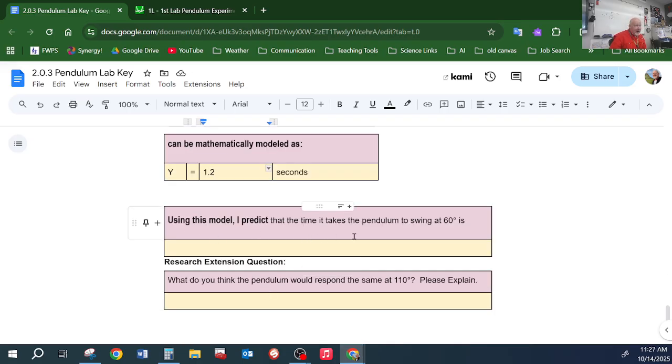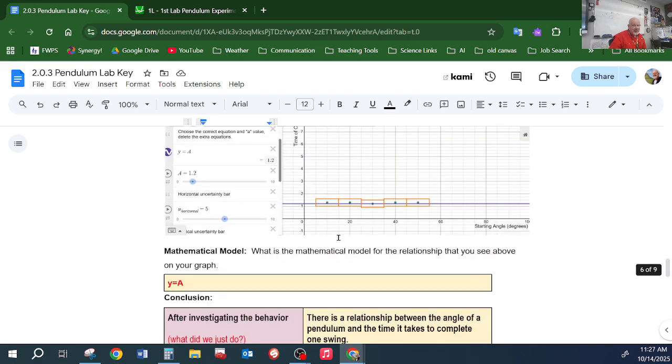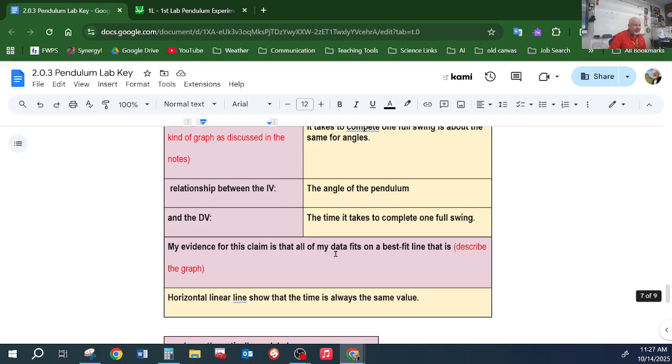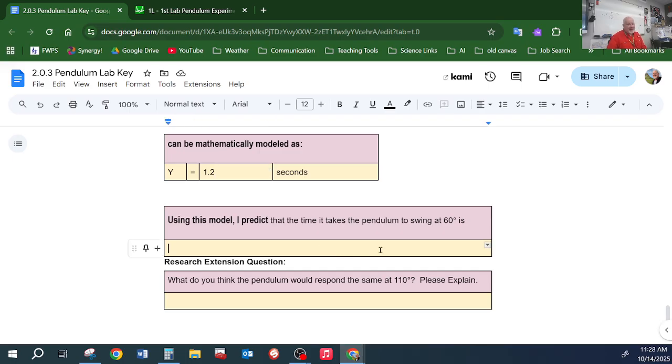So using this model, I can predict that if we did 10 and it was 1.2 seconds, if we did 20, 1.2 seconds, so they're all about 1.2, 1.3, somewhere in there seconds. We didn't do 60. But what's 60 going to be? Well, your x-axis is 60. That means we go up to the y-axis, and it's going to be 1.2 seconds. So I can predict the time it takes for the pendulum swing is going to be about 1.2 seconds.